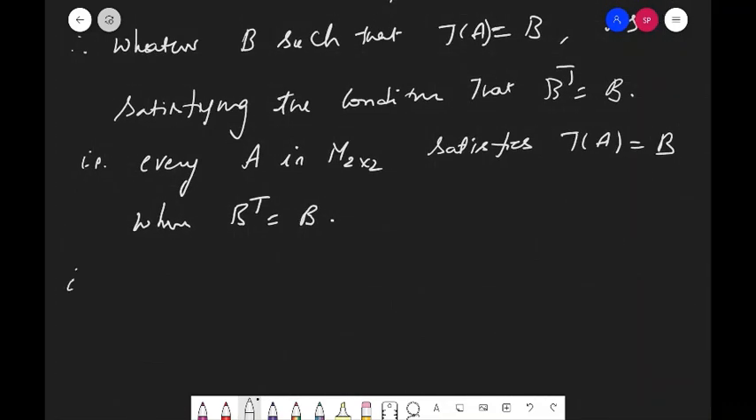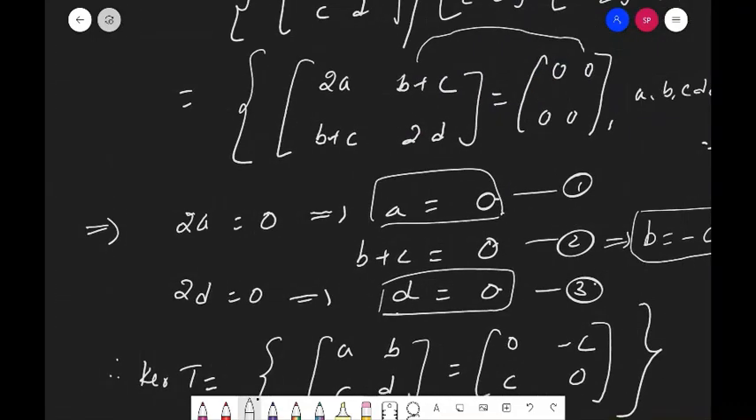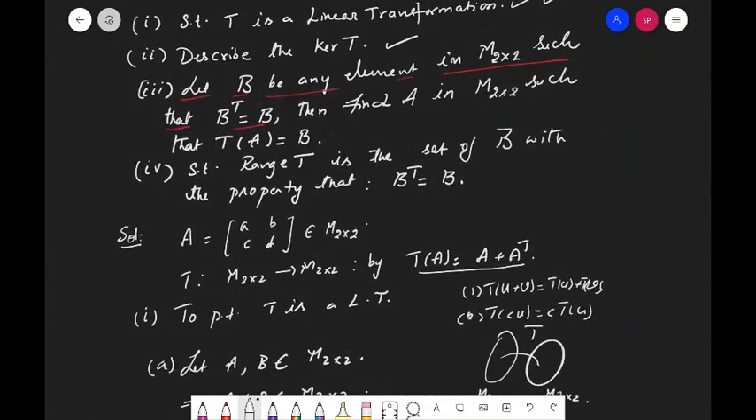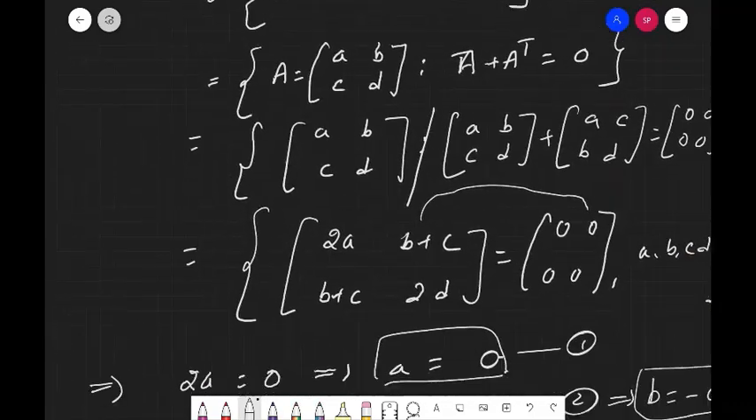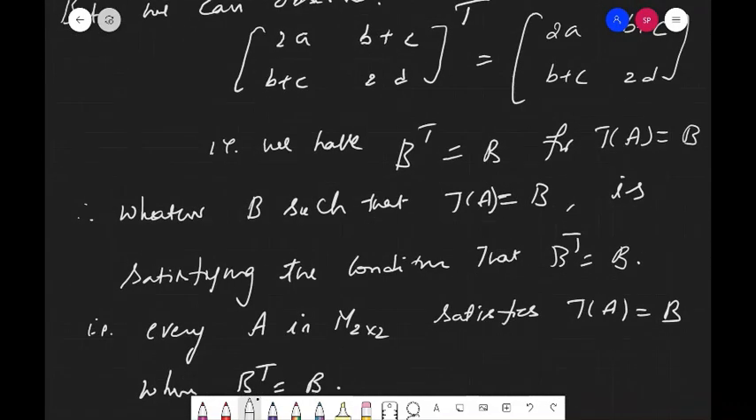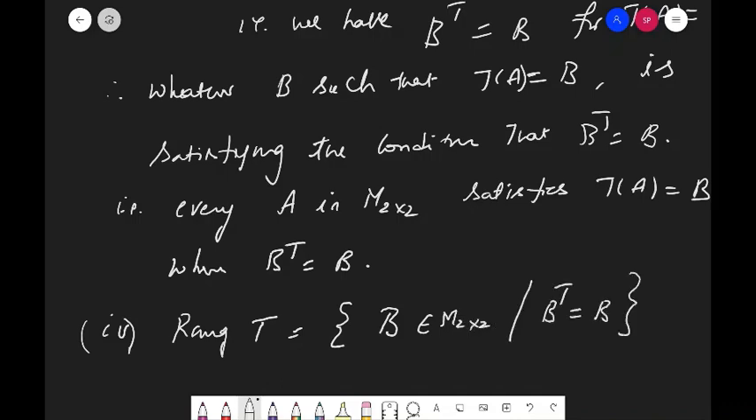Now let us look at the fourth one. What is the fourth one? It asks us to show that the range of T is the set of B with the property B transpose is equal to B. So here we have to show that the range of T has the elements B belonging to M2 by 2 such that B transpose is B. This is what we have to prove.